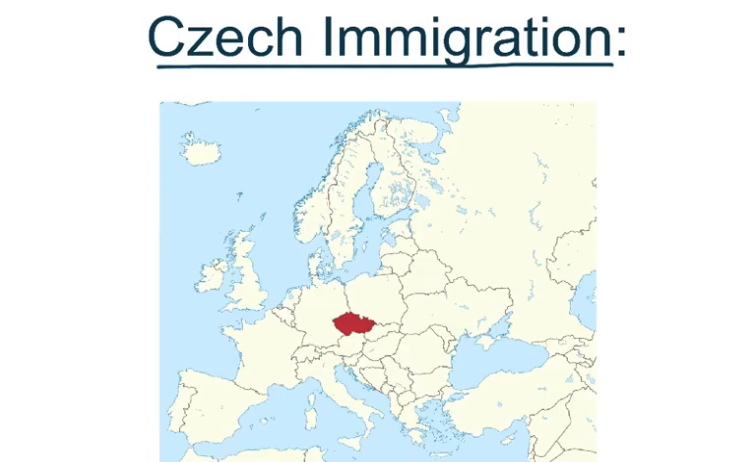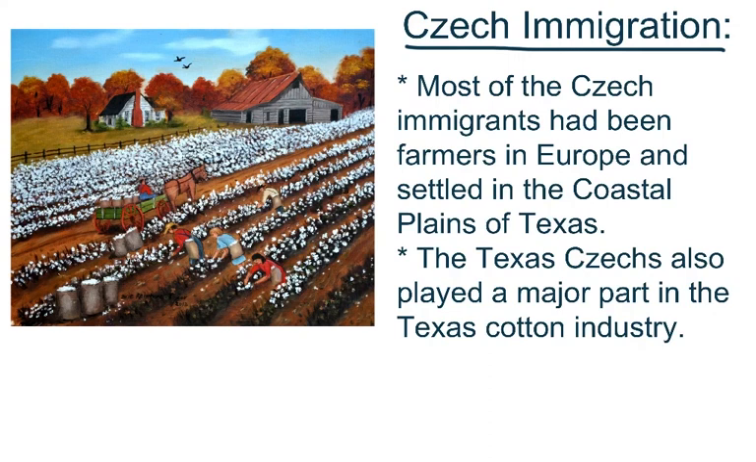And lastly, we'll be talking about Czech immigration. And the Czech Republic is this little country right here in red on the European map. Now, most of the Czech immigrants had been farmers in Europe and settled in the coastal plains of Texas. The Czechs also played a major part in the Texas cotton industry. Here we see in the picture a family of Czech immigrants on their cotton farm here in Texas.